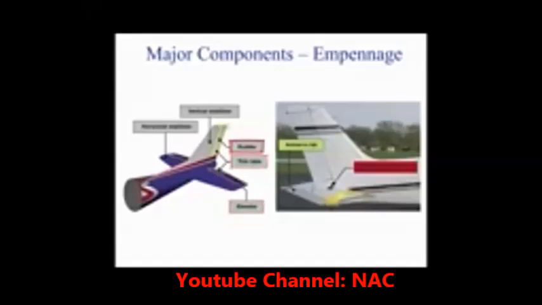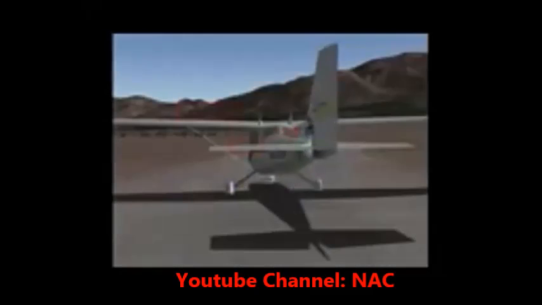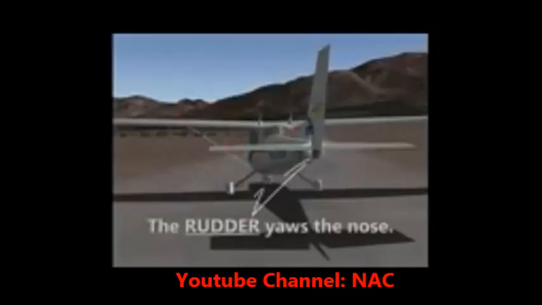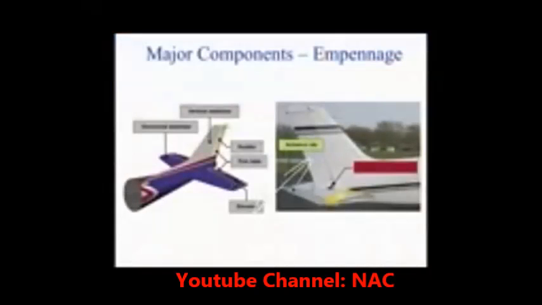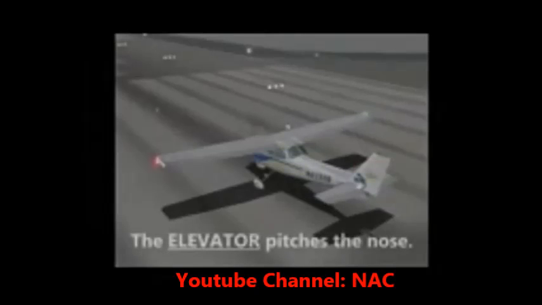The rudder is attached to the back of the vertical stabilizer. During flight, it is used to move the airplane's nose left and right. The elevator, which is attached to the back of the horizontal stabilizer, is used to move the nose of the airplane up and down during flight.